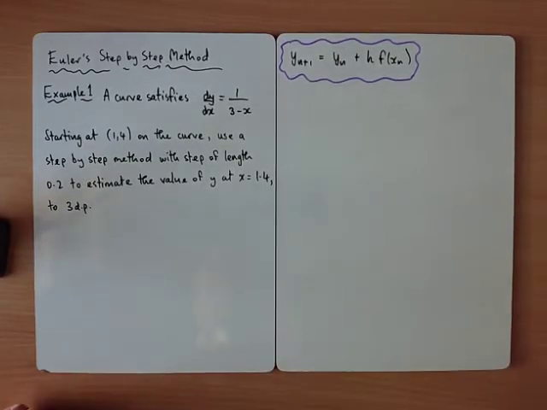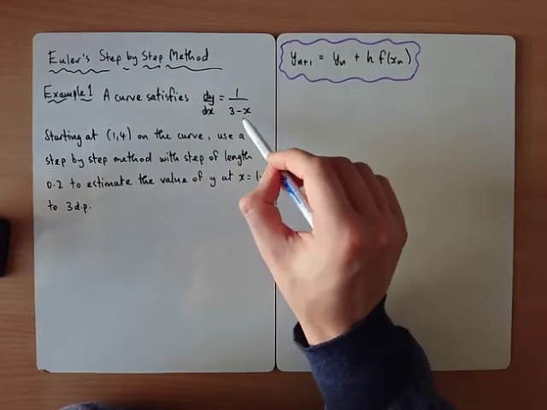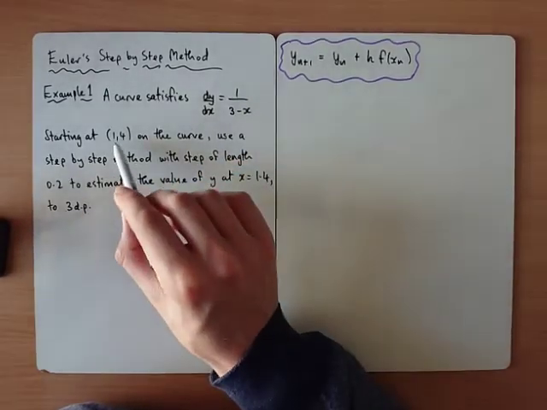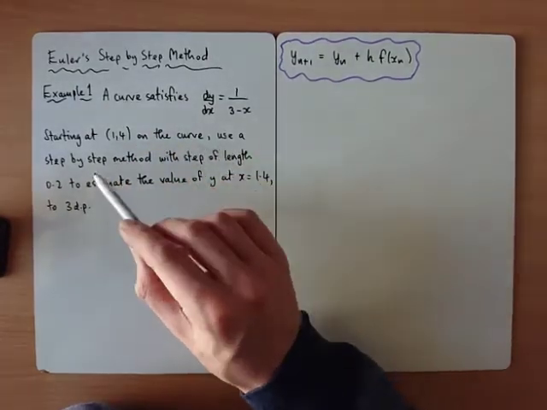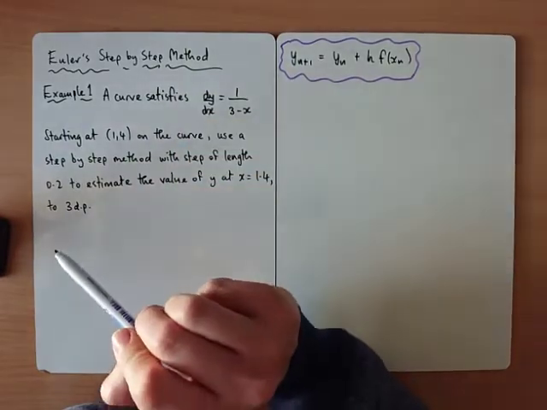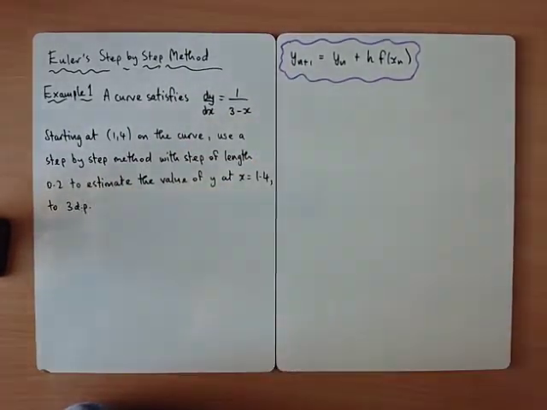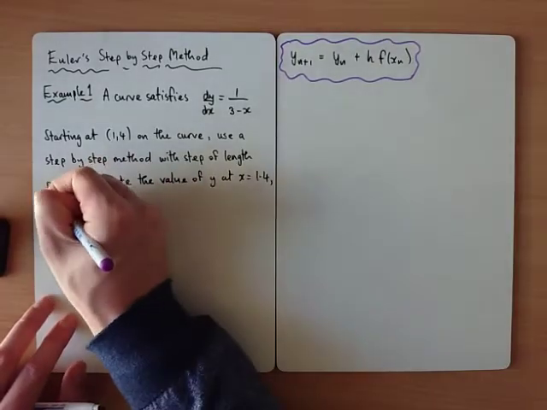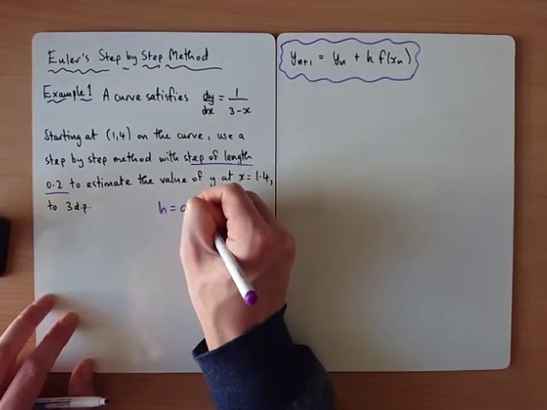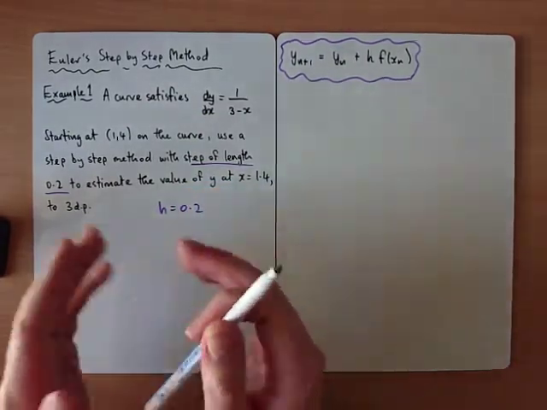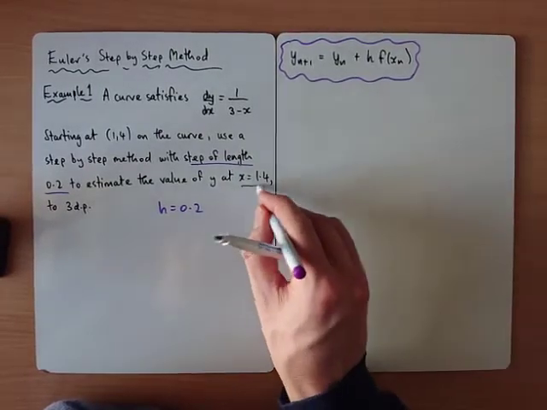Okay, example 1. We're given a differential equation: dy by dx equals 1 over 3 minus x. We know a point on the curve, which is our initial x and y value. We're asked to use a step-by-step method, which is Euler's step-by-step method. We do get this in the formula booklet as well, I should say that. Step of length 0.2. So essentially what this is telling us here is that h, or our increase in x, is 0.2. And we need to go up to 1.4.